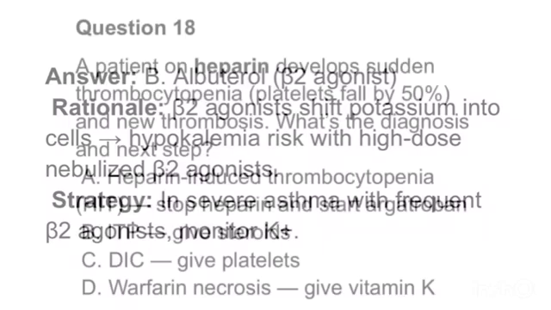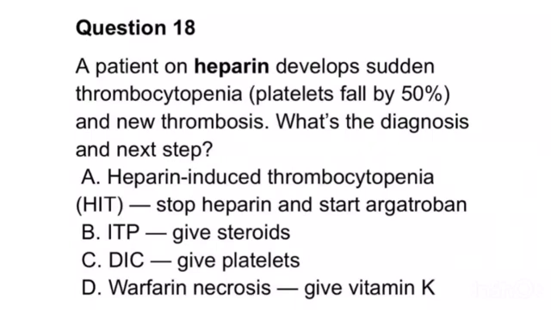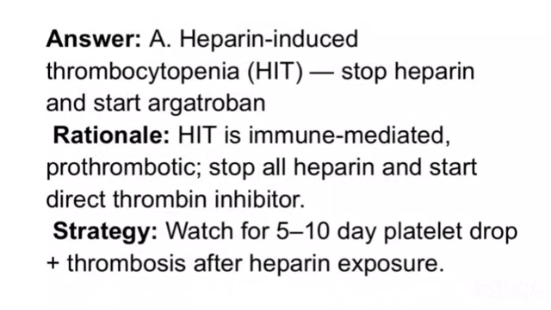Strategy: in severe asthma with frequent beta-2 agonists, monitor K+. Question 18. A patient on heparin develops sudden thrombocytopenia, platelets fall by 50%, and new thrombosis. What's the diagnosis and next step? A. Heparin-induced thrombocytopenia, HIT, stop heparin and start argatroban. B. ITP, give steroids. C. DIC, give platelets. D. Warfarin necrosis, give vitamin K. Answer: A.